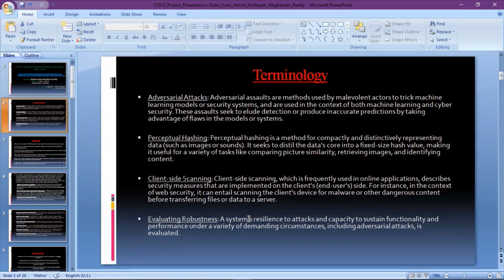Evaluating robustness. Evaluating the robustness of a system involves assessing its ability to resist attacks and maintain its functionality and performance under various challenging conditions, including adversarial attacks.